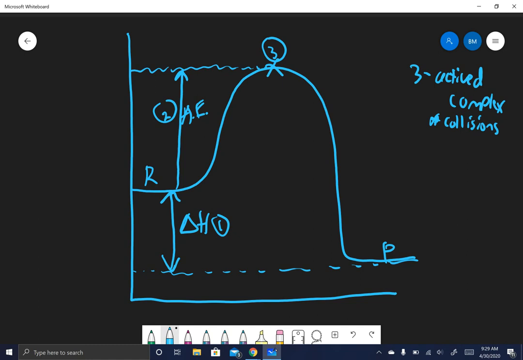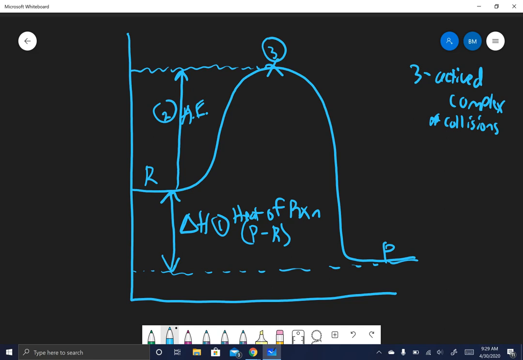So number 1 is our heat of reaction. RXN is reaction, or change in energy, change in heat, and that's always products minus reactants, always. That's why this is negative. A small number minus a bigger number is negative for exothermic.